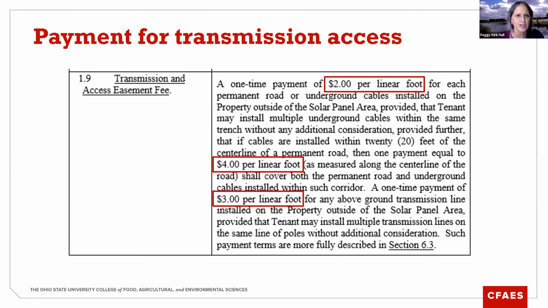There could be payment for transmission access as well. And this would be, again, if we're looking outside of the facility area. You can see here that there are some payments, $2 per linear foot for roads or underground cables installed outside of that area. And then there are some additional provisions for different payments depending upon where they're installing these transmission needs that they may have. And that could be cables, underground cables, or roads that would host those. So be aware of that possibility. And you can see here too, lines and poles, those kinds of needs that they may have, there's usually a linear foot payment for installing those.